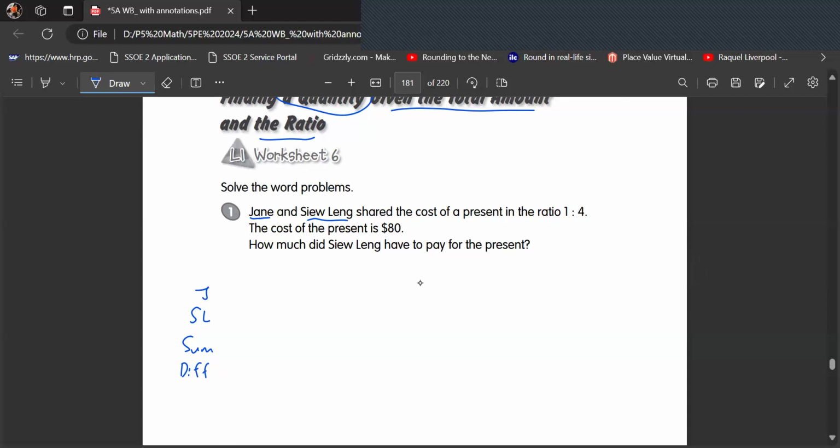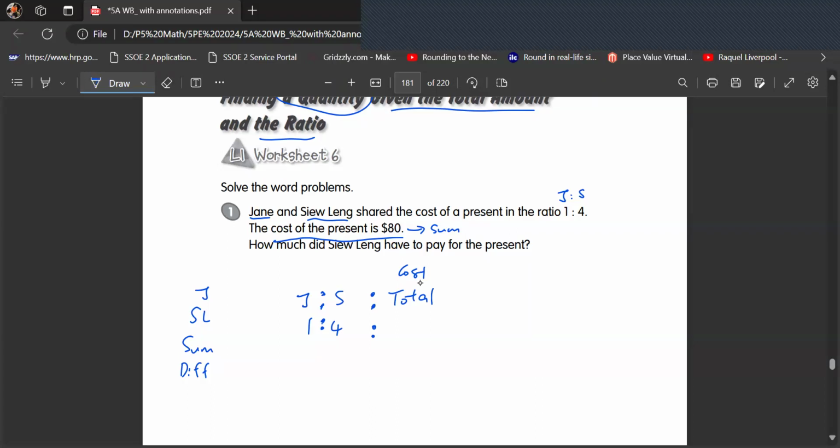So this ratio, I have Jane is to Xiu Ling. So Jane is to Xiu Ling is 1:4. The cost of the present. So the cost of the present is $80. What is that? Is that the sum or the difference? It's a sum. It is not Jane, it's not Xiu Ling. This is the sum, this is the total. So I have to have another. I can put another one here.